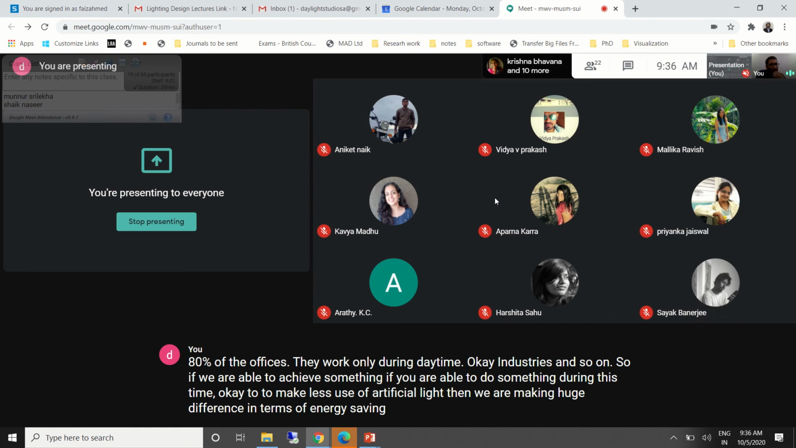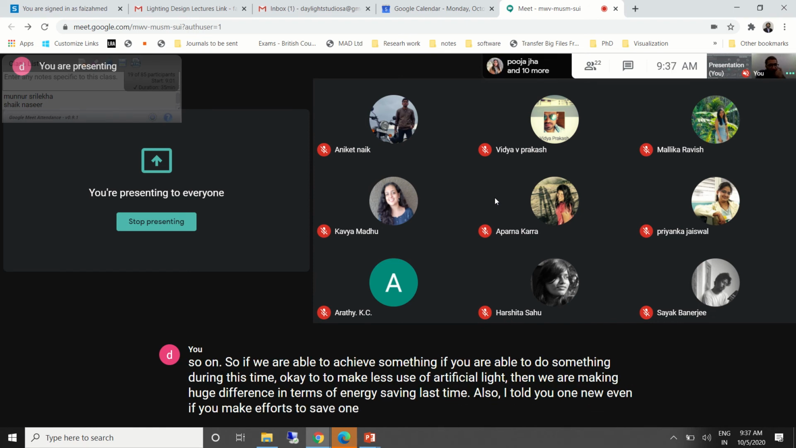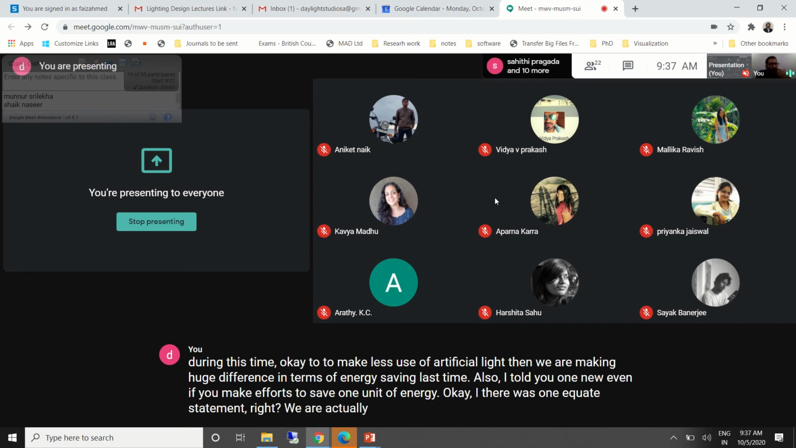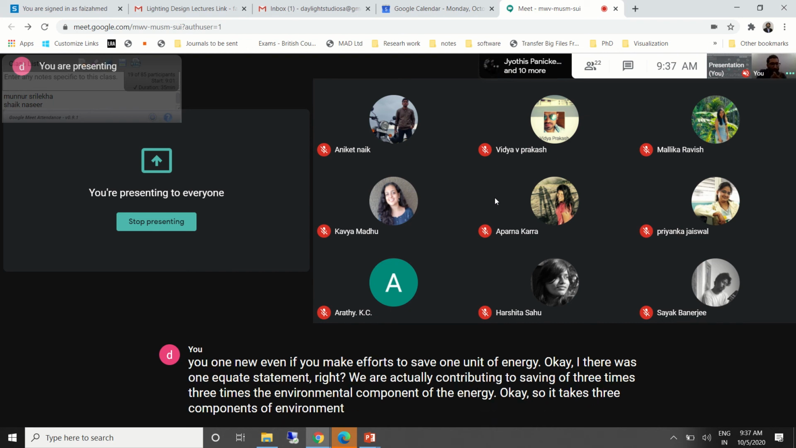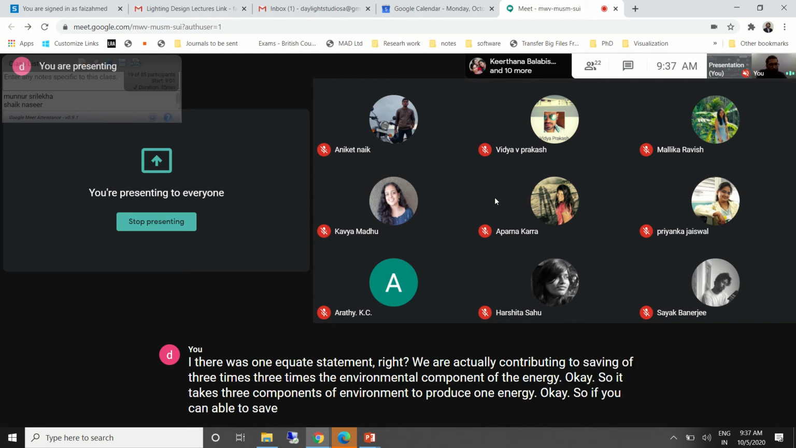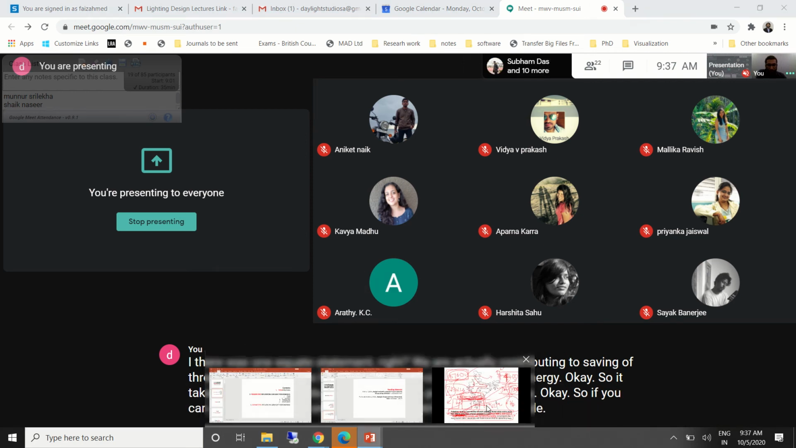Last time also I told you, even if we make efforts to save 1 unit of energy, there was one statement, right? We are actually contributing to saving 3 times the environmental component of the energy. It takes 3 components of environment to produce 1 unit of energy. So if we can save even 1, that's a big contribution from our side.